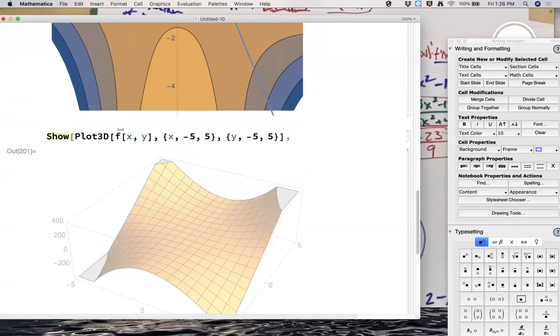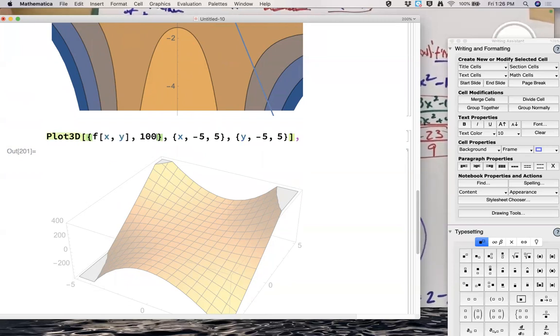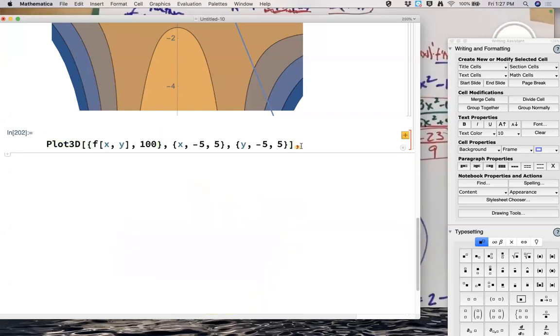Actually, I don't even have to do that. I could keep it just the Plot3D, but let me put this inside curly braces and add a, say, comma 100 in there. That'll plot also a plane whose Z coordinate is 100. All right, get rid of that comma at least.